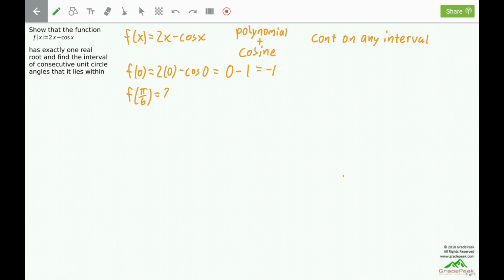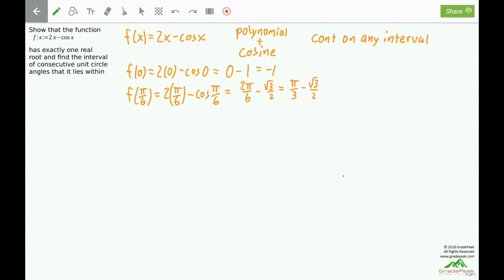which will give 2 times pi over 6 minus the cosine of pi over 6. 2 times pi over 6 will be 2 pi over 6, minus the cosine of pi over 6, which is root 3 over 2. 2 pi over 6 can reduce by a factor of 2 to become pi over 3, and then minus the square root of 3 over 2.